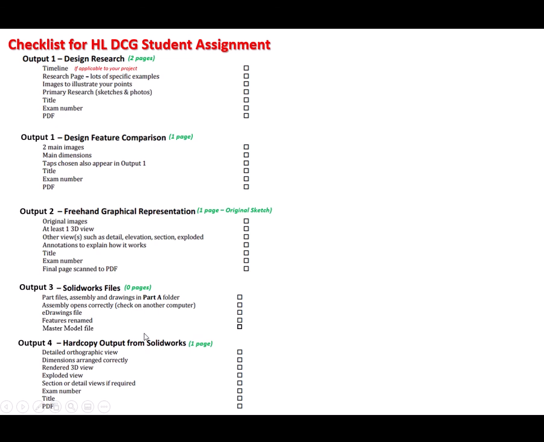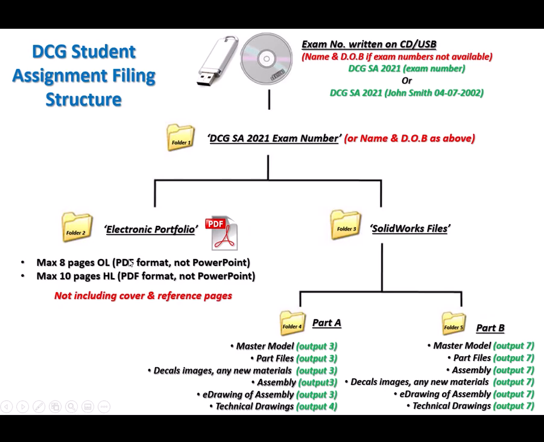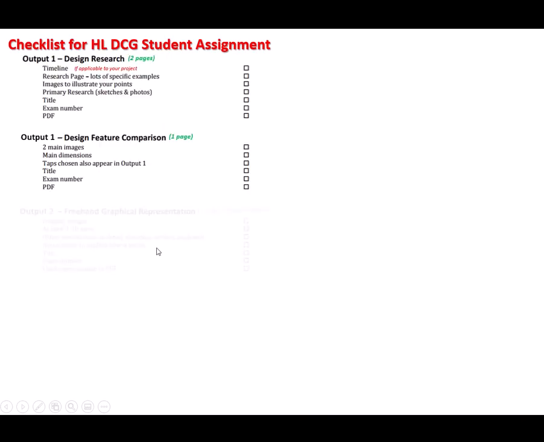Output 4 is your hard copy from SolidWorks. That's 1 page. That's your technical drawings, orthographic views, dimensions, a rendered 3D view, an exploded view, a section or detail views if required. Definitely have the exam number and a title on it, and both of these go into your title block which I've given you. Remember, have the PDF version of it. You have to have it in the actual electronic portfolio, but as I said, I also want you to have your output 4 and output 7 technical drawings in here as PDFs.